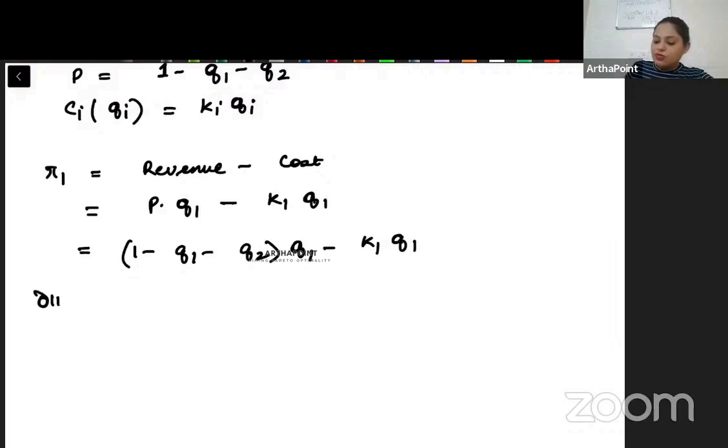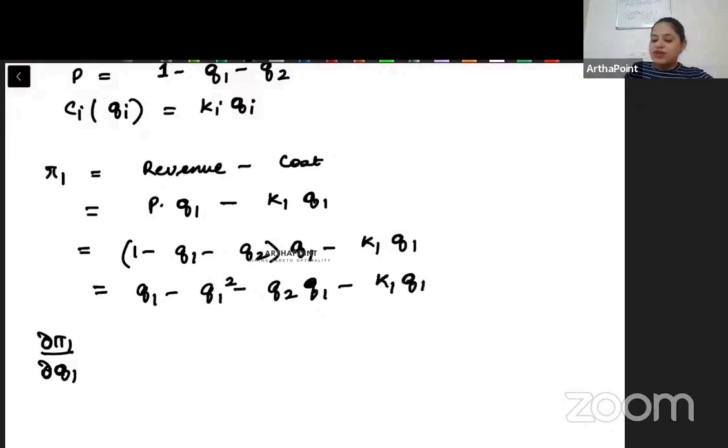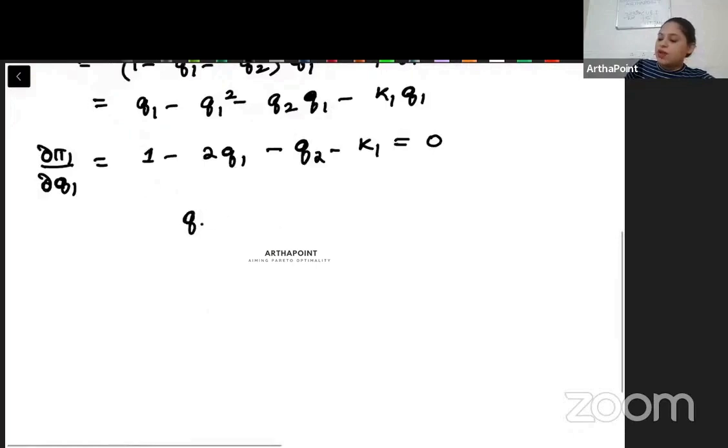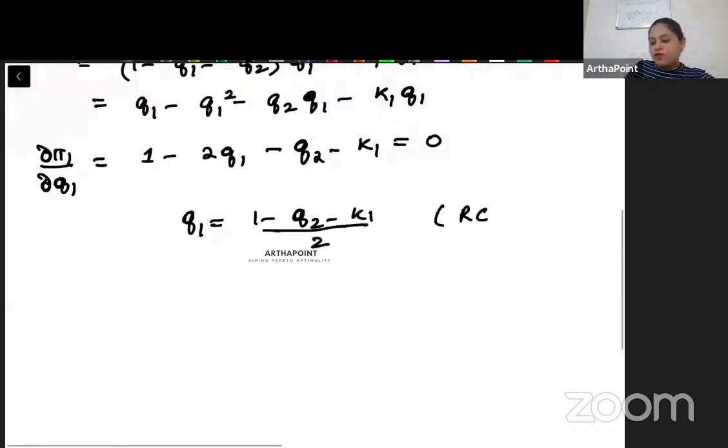So I need to find out how the profit changes as Q1 changes. I have to differentiate this with respect to Q1. I will write down one more step in between for ease. You could have written this as Q1 minus Q1 square minus Q2 Q1 minus K1 Q1. If I differentiate it, I will get 1 minus 2 Q1 minus Q2 minus K1 equal to 0. So Q1 is equal to (1 minus Q2 minus K1) by 2. We know this is the reaction curve of firm 1 as a function of Q2.